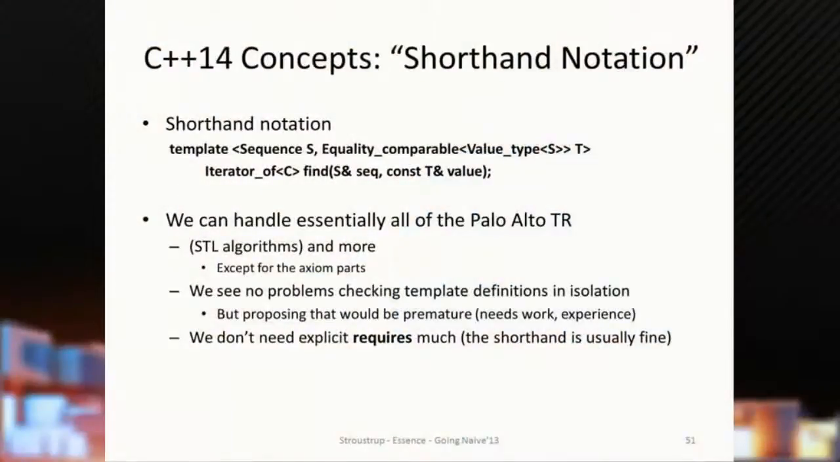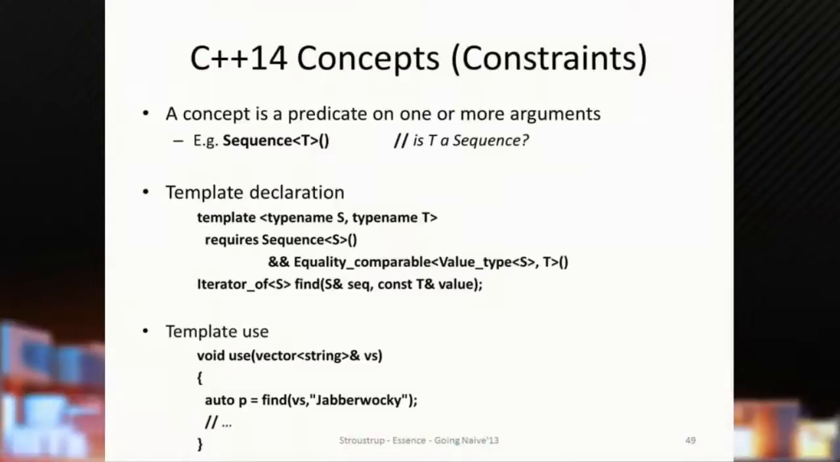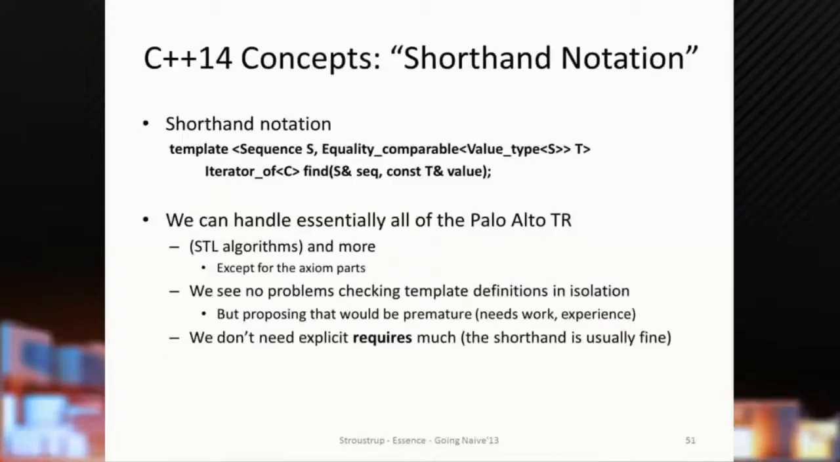So that's a switch. The shorthand notation is, if you don't want to write all of this requires stuff, you can observe that you actually could write it. We need a sequence for which the value type of the sequence is equality comparable to the other template argument T. And then we can say iterator of T find. Some people like this notation, some people like the others. You'll have a choice. This is just a shorthand. It expands to the requires version.